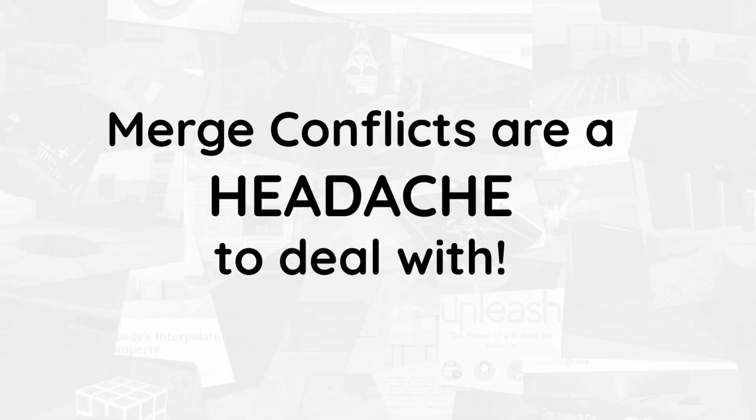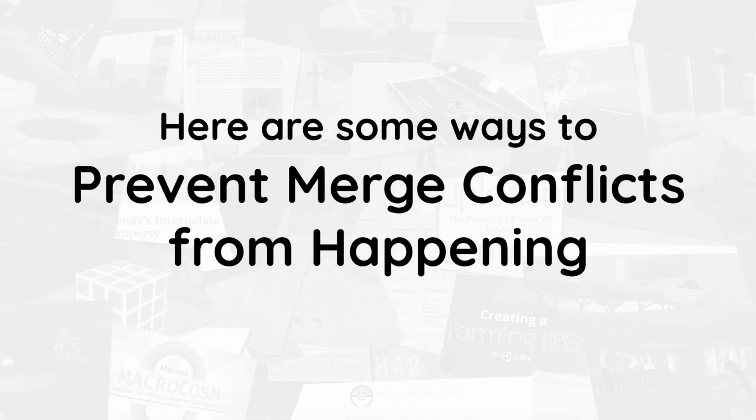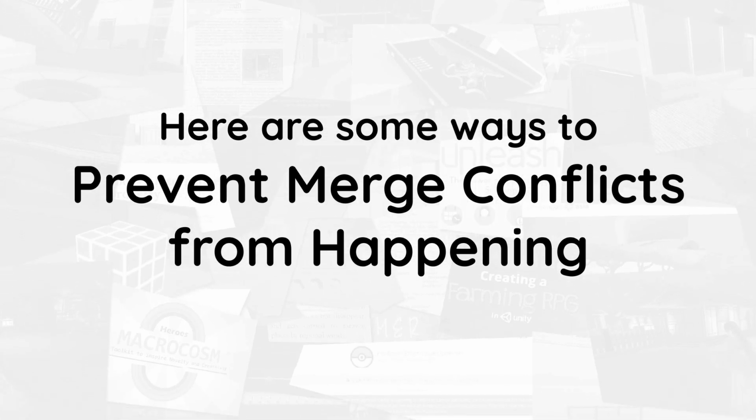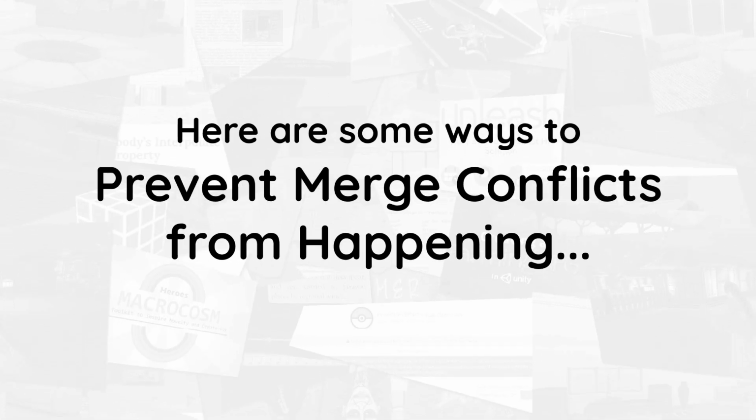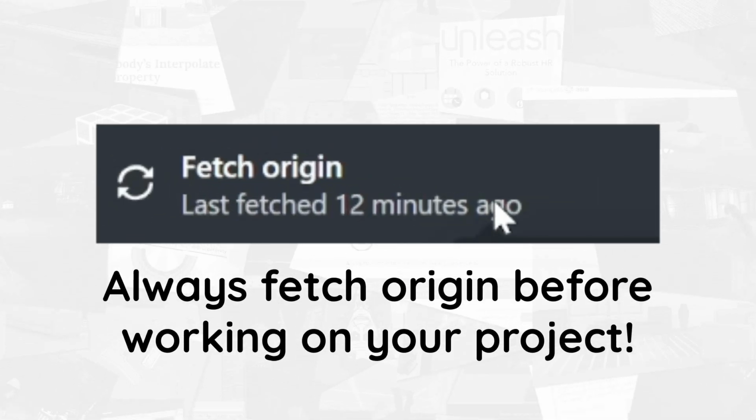Now from this whole section, you can tell that merge conflicts are a headache to deal with and can cause lots of time and progress to be wasted. As they say, prevention is better than cure. So here are some ways you can prevent merge conflicts from happening. One of these steps is actually really simple. You just need to always remember to fetch origin before working on your project.